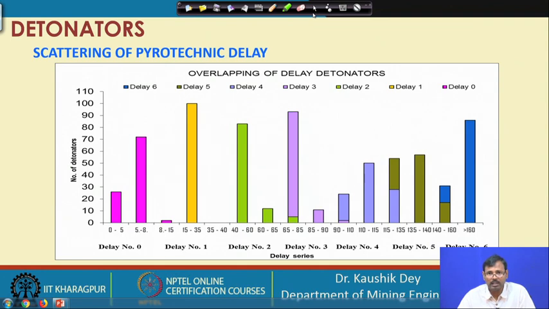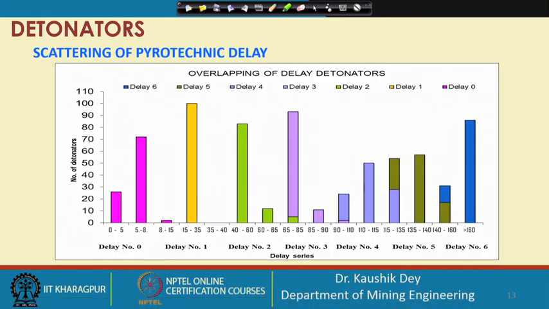So, if anyone has a scope of using fewer delays, he can opt for jumping delays. That means, he can opt for number 2 delay, then instead of number 3, he may opt for number 4 delay. Then the chances of overlapping of the pyrotechnic delays may be avoided, but often that scope is not possible. With the blast design, it is expected that he must use all the delays.